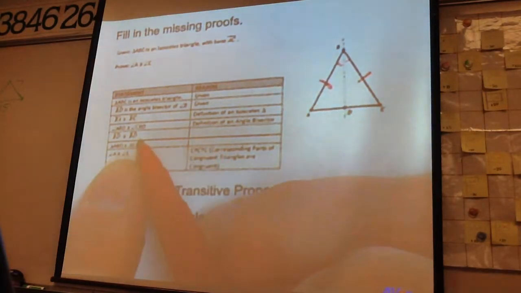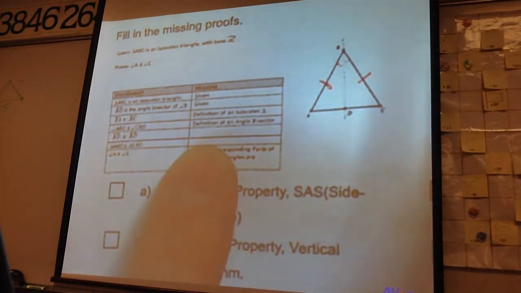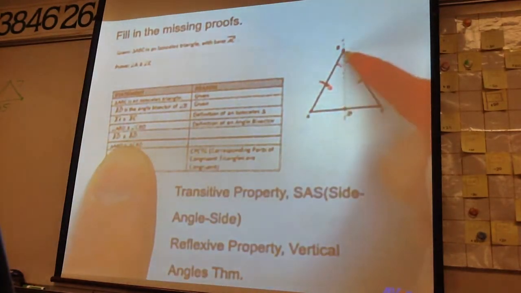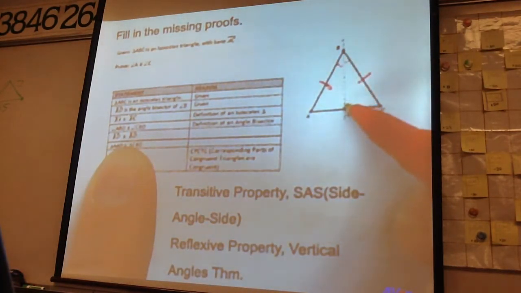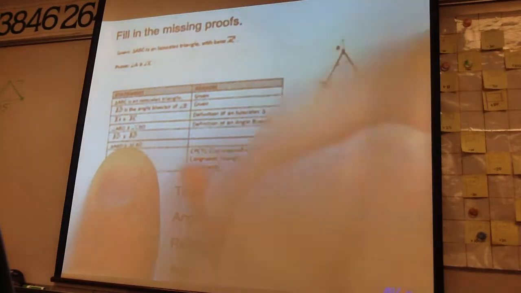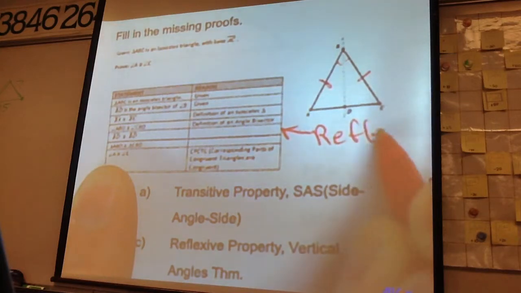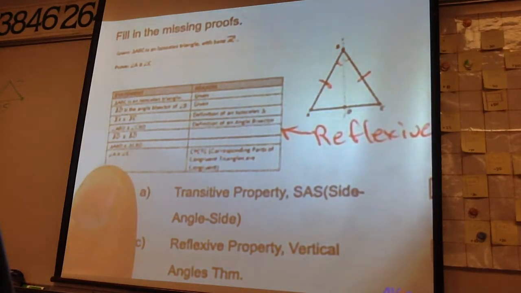Next, BD equals BD. How do we know that? Reflexive. If it's the same exact line in both triangles, that's the reflexive property. I don't know if that's even part of the question, but this is just good review. So that's the reflexive property.